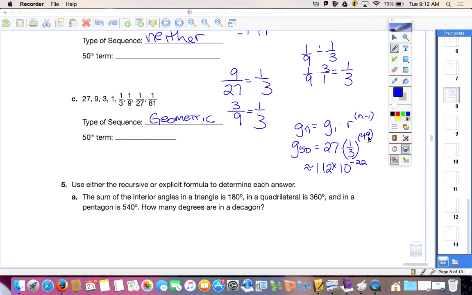Now, our answer, when you say 27 times 1/3, and make sure that's inside parentheses, raised to the 49th power, is 1.12 times 10 to the negative 22nd power. It is so important that you include that times 10 to the negative 22nd, because if you don't, your answer is very, very wrong.